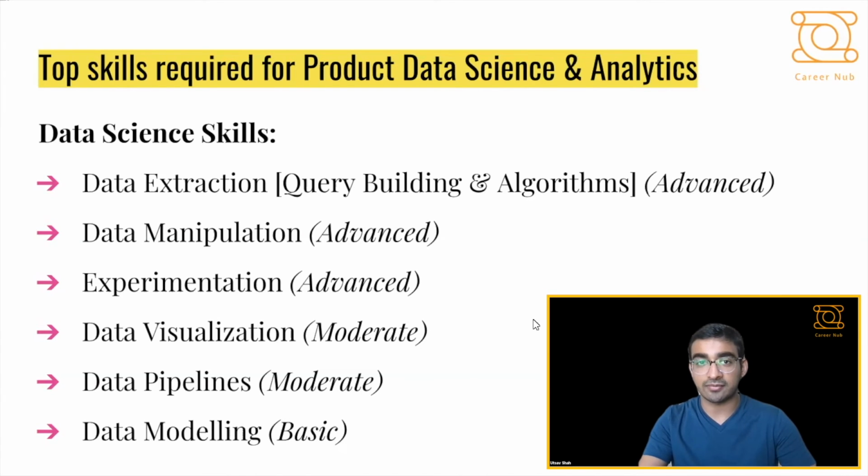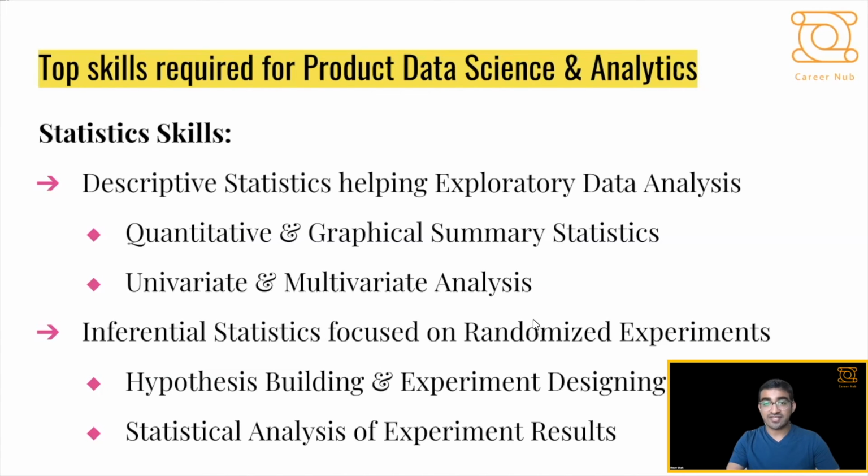These are the two top statistics skills which are required. One, descriptive statistics helping exploratory data analysis. This includes quantitative and graphical summary statistics and univariate and multivariate analysis. And two, inferential statistics, especially focused on randomized experiments, which includes hypothesis building and experimentation design, and also statistical analysis of experiment results.